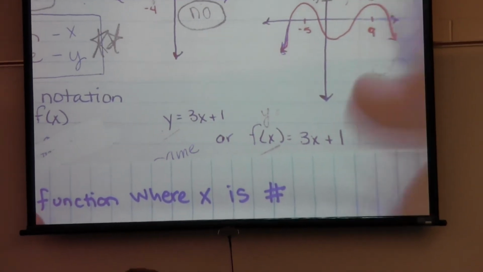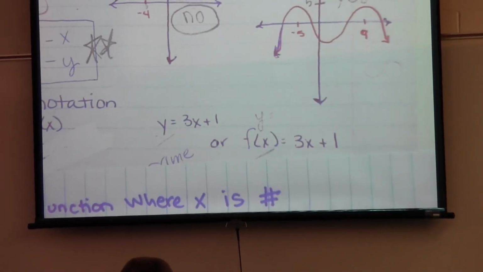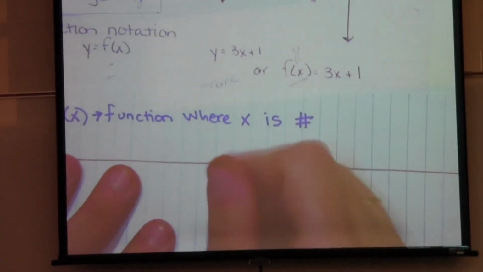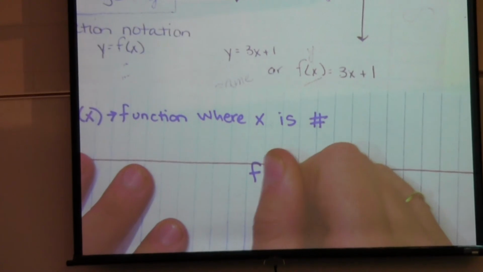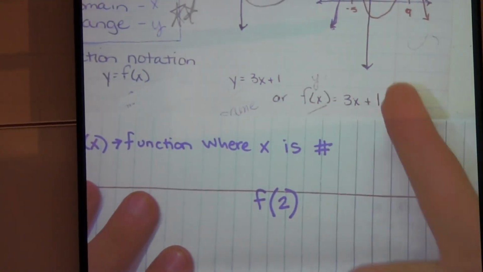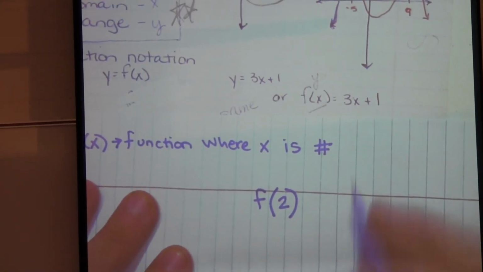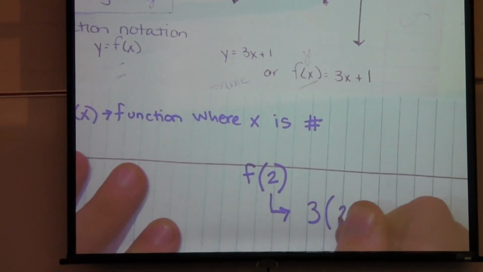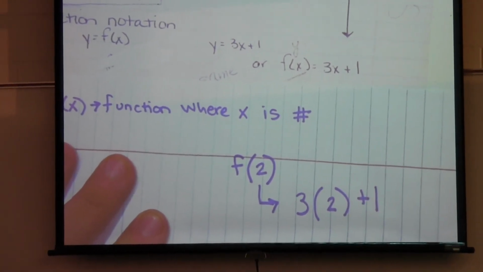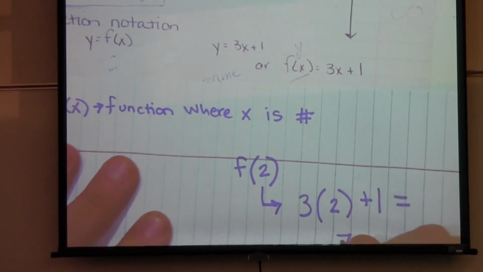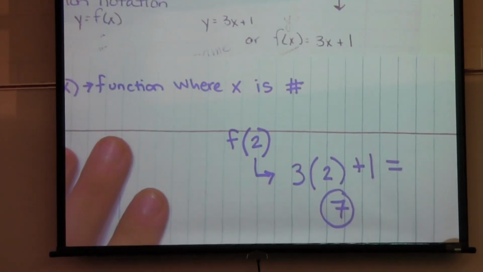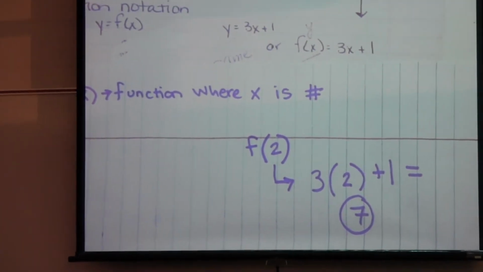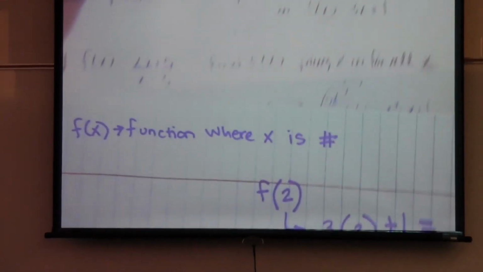So let's take a look at this one right here, where we have f of x equals 3x plus 1. And I want you to look at this and say, okay, well they might say f of 2. So solve this when you have f of 2. So all I do is put 2 in where x is. So 3 times 2 plus 1, which gives me 7. That's all that means. Let's take another look at the next one.